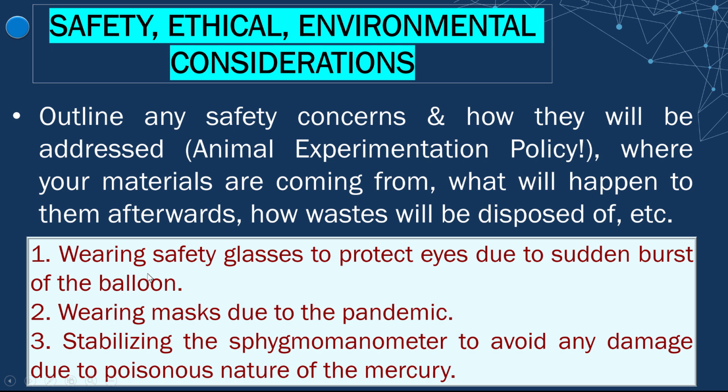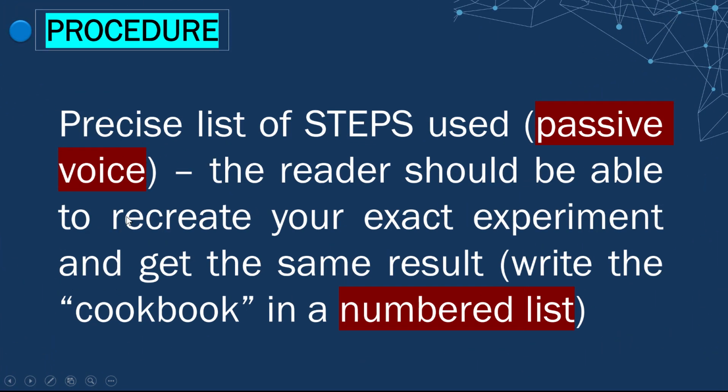For example, in physics, we had an experiment. These are the safety considerations: wearing safety glasses to protect eyes due to the sudden burst of the balloon, wearing masks due to the pandemic, it was in the pandemic, stabilizing the sphygmomanometer to avoid any damage due to the poisonous nature of the mercury, and so forth.